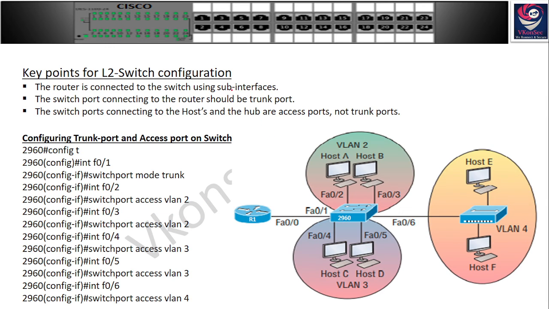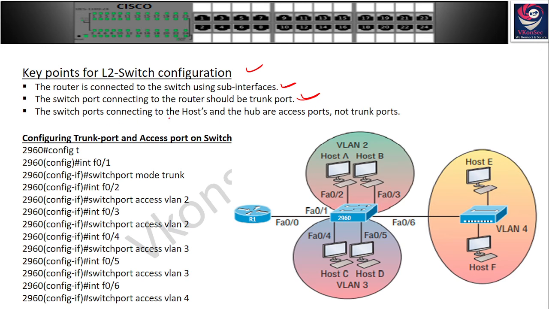Now, key point for L2 switch configuration. Suppose you are going to configure an L2 switch. How are you going to configure it? The router is connected to the switch using a sub interface. One physical interface will be connected, but according to the VLANs you have to create the switch. The switch port connecting to the router should be a trunk port. So as I discussed, if you are going to connect the switch to the router, that port will be configured as a trunk port.